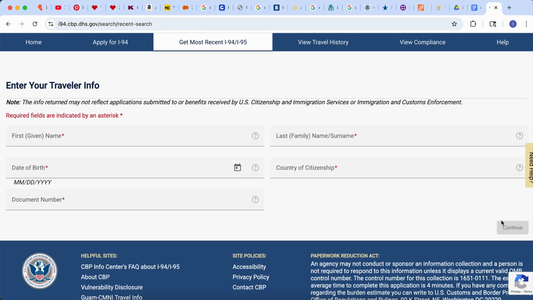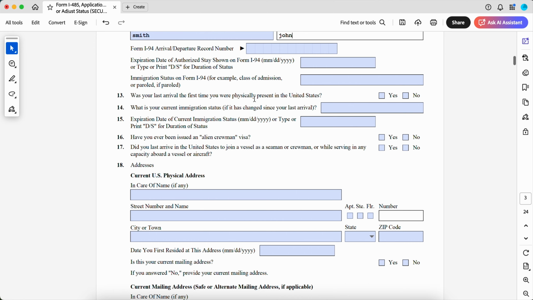Was your last arrival the first time you were physically present? If it was your first time in the US, you write yes. If you've been to America before, you write no. So I'm going to write yes as an example. What is your current immigration status? If it has changed since your arrival, you can just write fiance. I wrote just a fiance visa. But since my PDF doesn't let me write K1, oh, it does. Never mind.